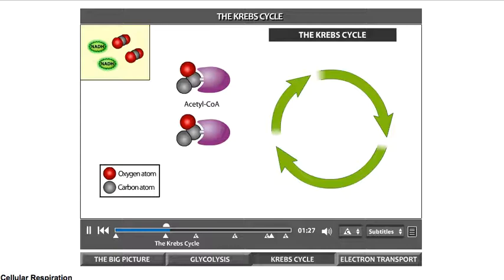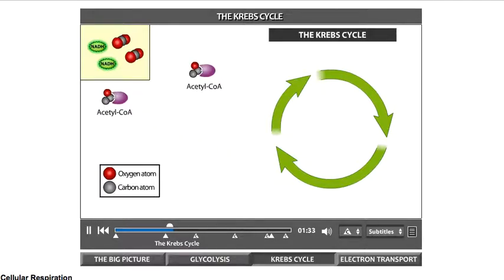Note that two of the six carbon atoms from glucose are now in the form of two carbon dioxide molecules. Acetyl-CoA enters the Krebs cycle, where the remaining four carbon atoms that originated from glucose will soon be released as carbon dioxide. In the first step of this pathway, acetyl-CoA combines with water and a molecule called oxaloacetate. The first outcome of the Krebs cycle is the production of a molecule with six carbon atoms, four from oxaloacetate and two that originated from glucose.